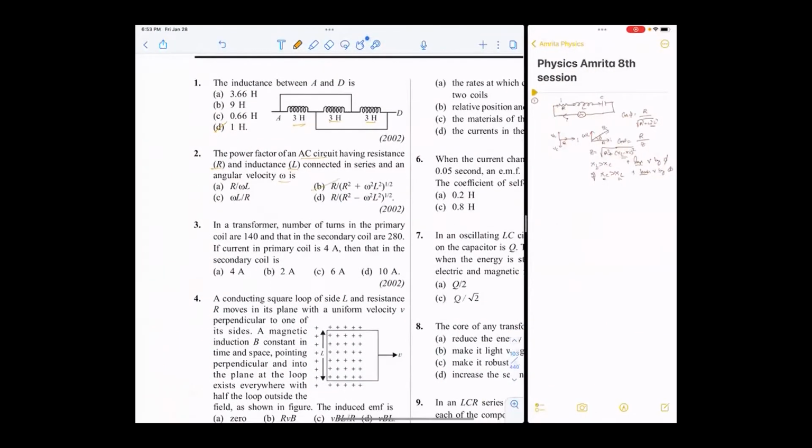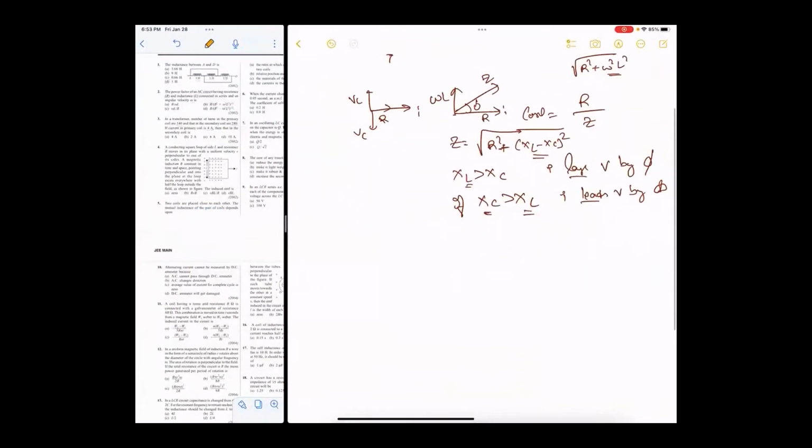In a transformer, number of turns in primary is 140, and that in the secondary is 280. The current in primary is 4, then in the secondary coil? So what is the formula for the transformer? You know transformers are actually used only for AC circuits. Transformer is for AC to AC. Rectifier, if you remember, is AC to DC. Oscillator, DC to AC. These are the devices we got in our syllabus.